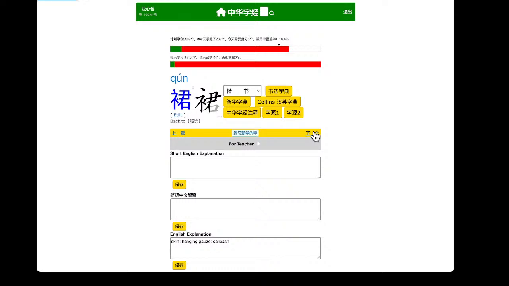On the right hand side is Jun. Jun is actually a simplified representation of Qun, and Qun has the meaning of many. This probably means that skirts always have a lot of folds, and many pieces of cloth sewed together, and that's why they use this. So this is Qun.